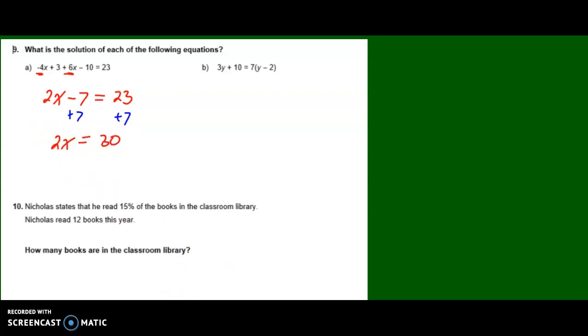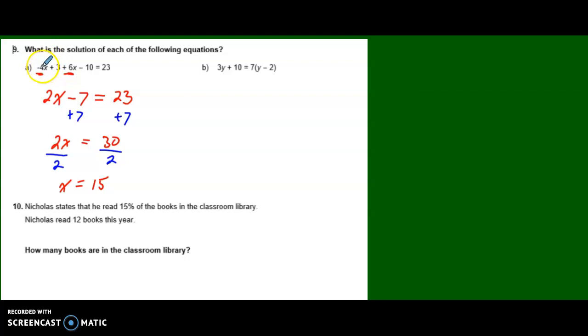And now I divide by 2. So equals 30. Now I divide by 2. So divide both sides by 2. And I get x equals 15. X equals 15. And if I plug the 15 back in here, it should work.